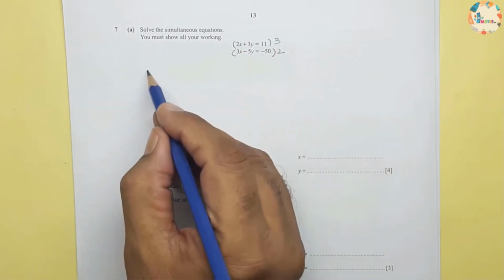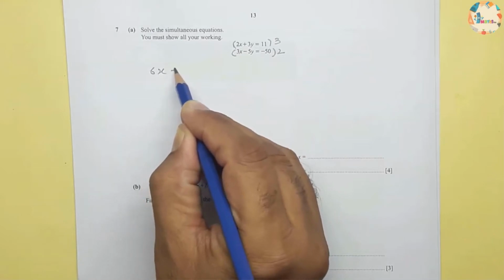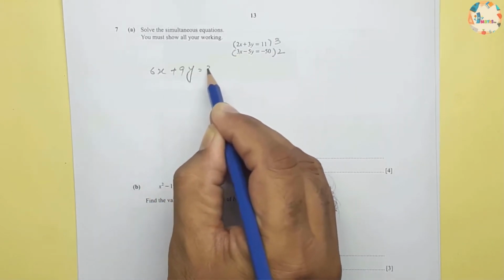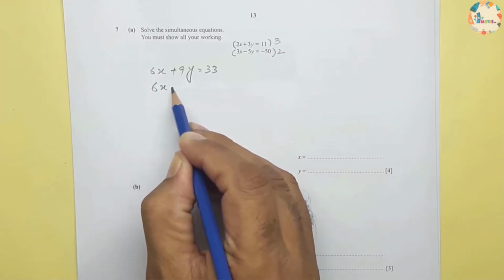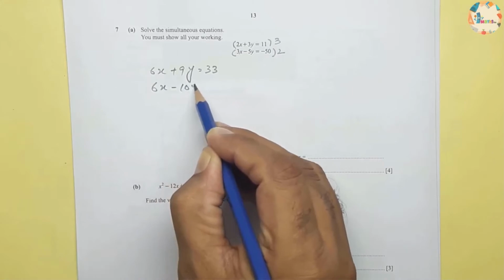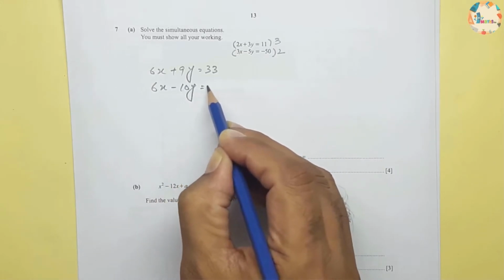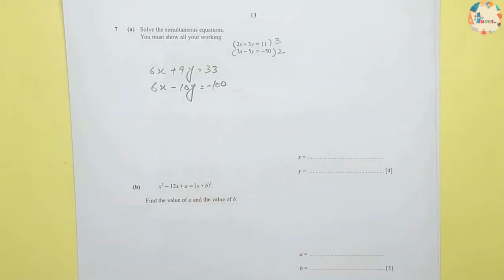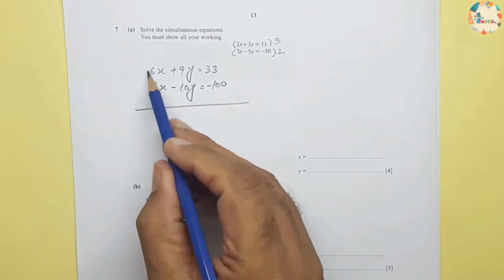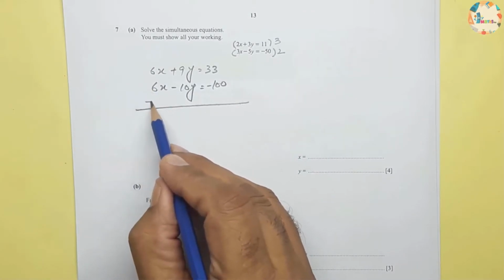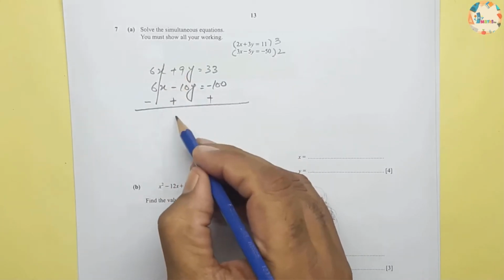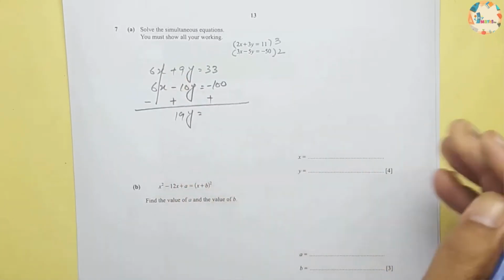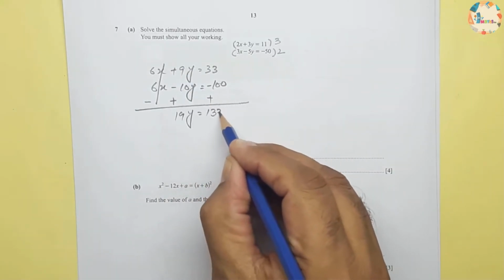So this will be resulting to 6x plus 9y is equal to 33. Similarly, the second equation will be resulting to 6x minus 10y, and this is equal to minus 100. So this will be both our simultaneous equations. After that, because their signs are same, we can subtract. This will be changing signs and this will be cancelled. This one will be 19y is equal to 133.